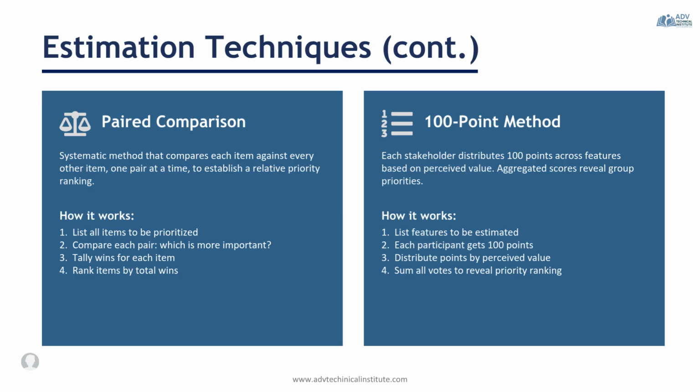The key difference is that the paired comparison method uses direct comparisons to rank options, while the 100-point method uses stakeholder voting to measure perceived value and importance. Both techniques help Agile teams make objective prioritization decisions and reduce bias. A PMP exam tip: paired comparison, compare items two at a time. It's best when priorities are unclear, and produces a ranked list. 100-point method, stakeholders distribute 100 points, best for gathering group input, reveals perceived value and priorities.